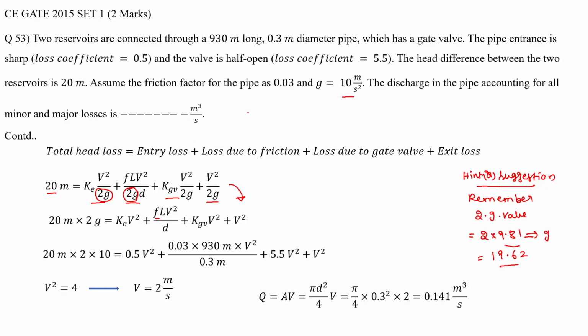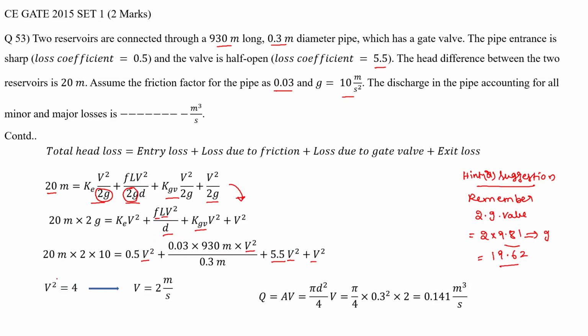the friction factor is given as 0.03, L is given as 930 meters, and the pipe diameter D is given as 0.3 meters, as well as the loss coefficient due to the gate valve, given as 5.5 V square by 2G. The 2G goes to the other side, so V square is left out, plus V square. Now what is common here? V square is common. So we bring the V square out and sum all the remaining numerical values.